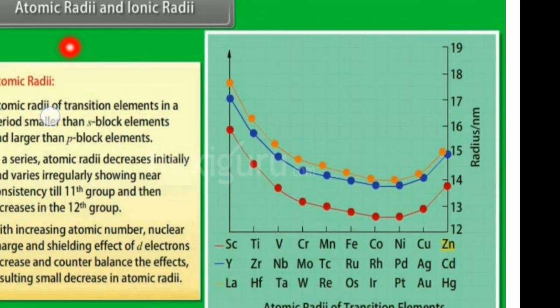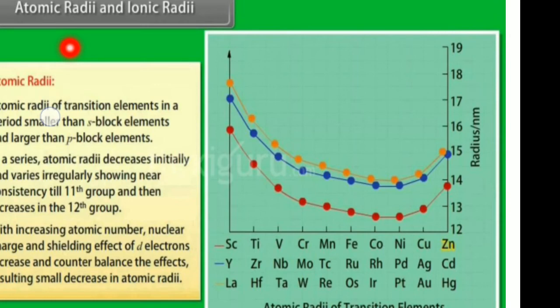But after nickel, in copper and zinc, the atomic radii slightly increase because of the electron-electron repulsions present among the outermost level orbitals. So their atomic radii are slightly increased because of the electron repulsions in the atoms.